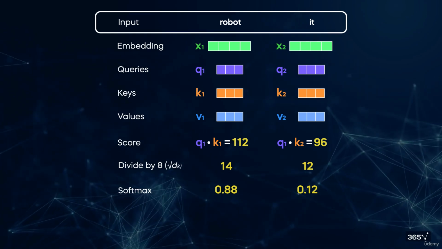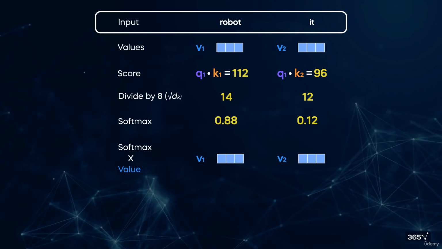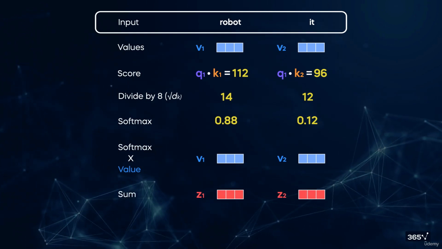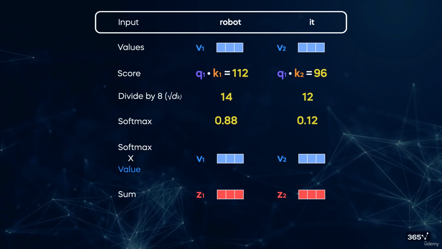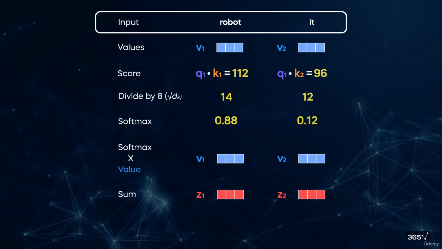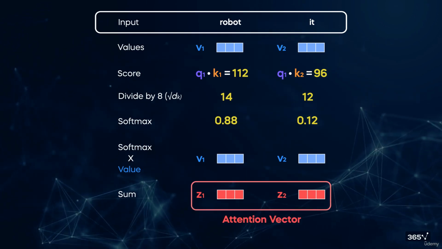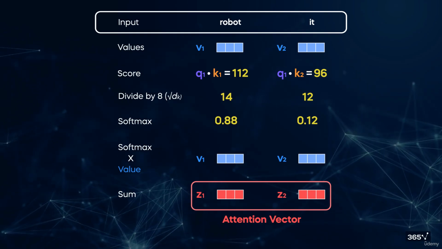We then calculate the weighted sum of the value vectors, using the attention weights. This step aggregates information from the entire input sequence, giving more importance to tokens with higher attention weights. The resulting attention vector represents the combined information from the input sequence, focusing on relevant tokens based on the attention mechanism.